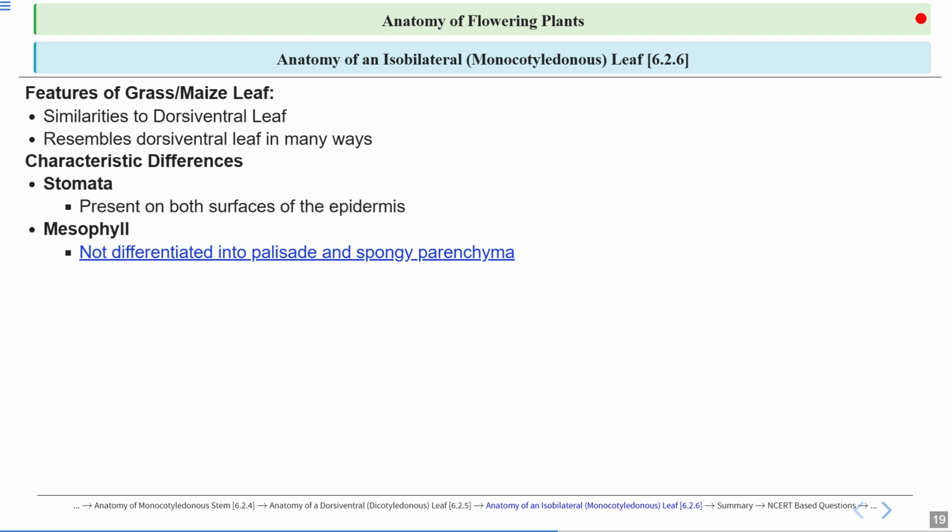Why is it called an isobilateral leaf? See the grass, their leaves are not dorsiventral because you cannot say this is the dorsal surface and this is the ventral surface. They are mostly erect. And that is why they are called isobilateral, right? Not differentiated into palisade and spongy parenchyma.